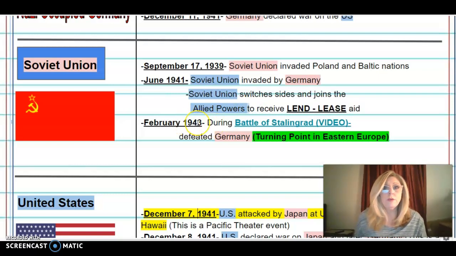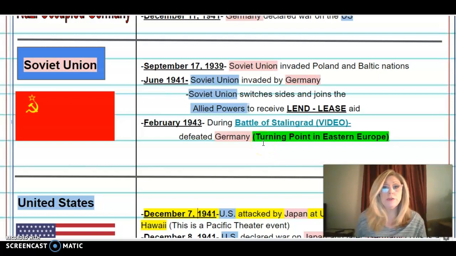In February 1943, it's going to take almost 2 years for the Soviet Union to turn back the Germans at the Battle of Stalingrad. So we have a video we'll watch here about the Battle of Stalingrad, named after Joseph Stalin, leader of the Soviet Union. And that is a turning point in Eastern Europe.